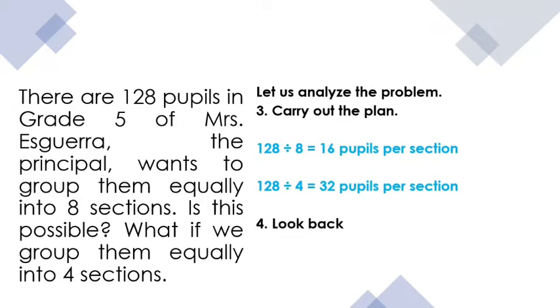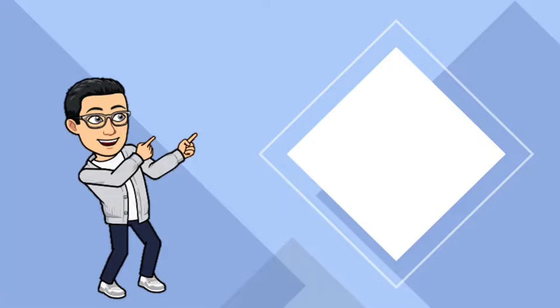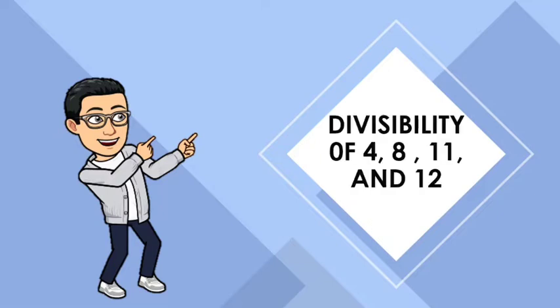Now, let's look back. When you multiply 16 times 8, the answer is 128. When you multiply 32 times 4, the answer is also 128. In our previous story problem, we grouped 128 into 8 and 4 sections. It is possible because 128 is divisible by 8 and 4. Now, how can we know that a number is divisible by 4, 8, 11, and 12 without actual computation?